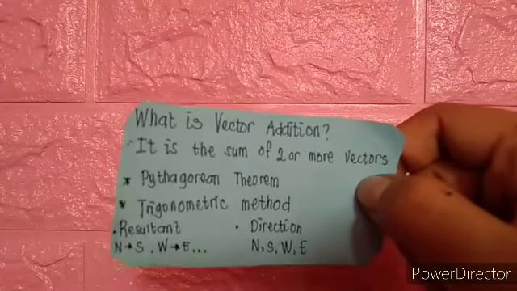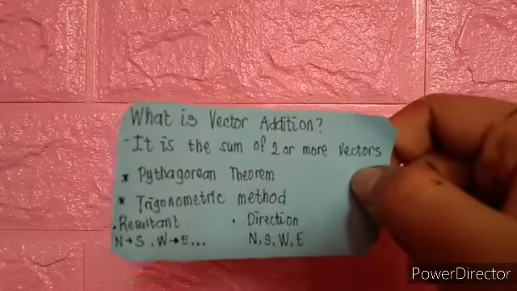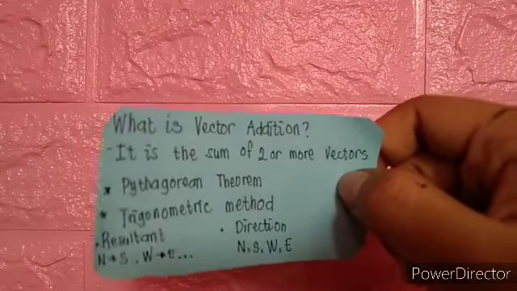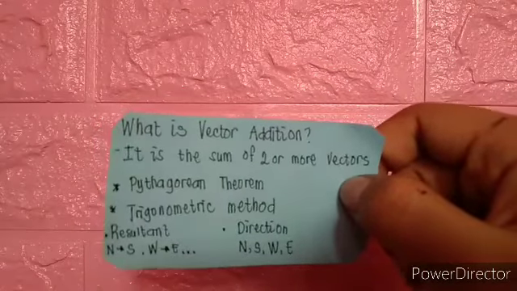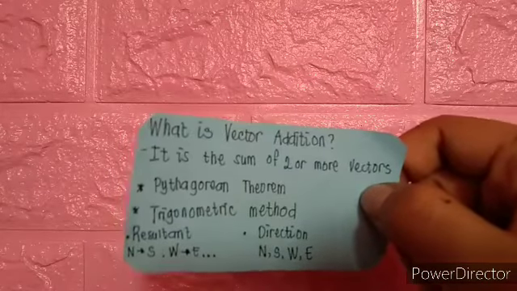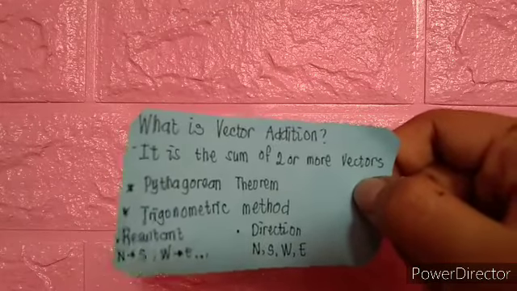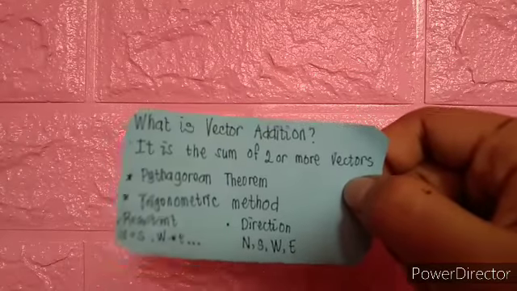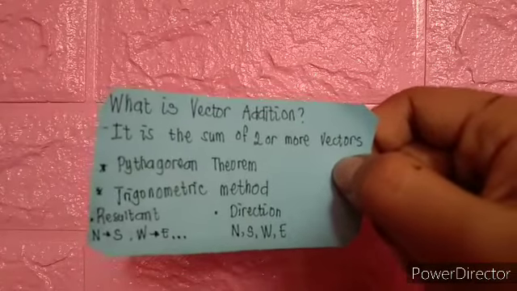And under vector addition, there is the resultant, and the direction, whether it is from north to south or west to east and so forth. The direction itself is north, south, west, and east.